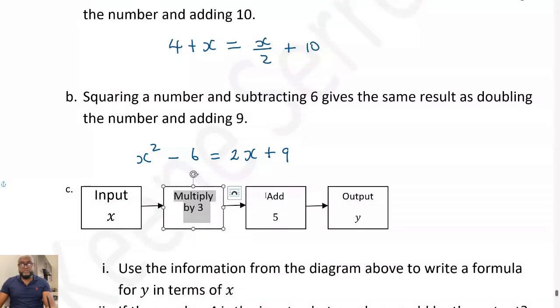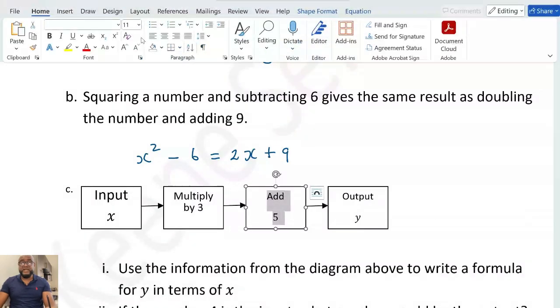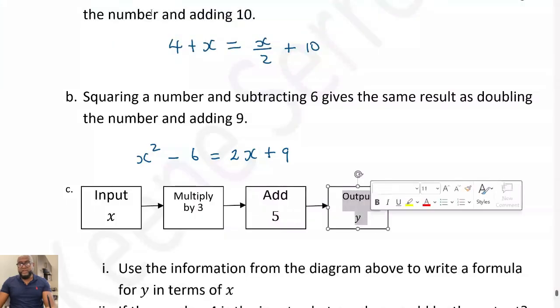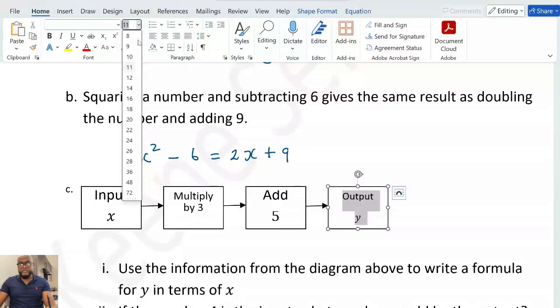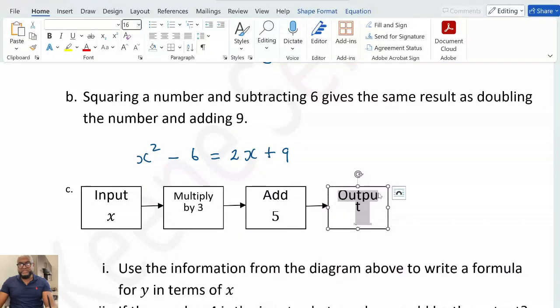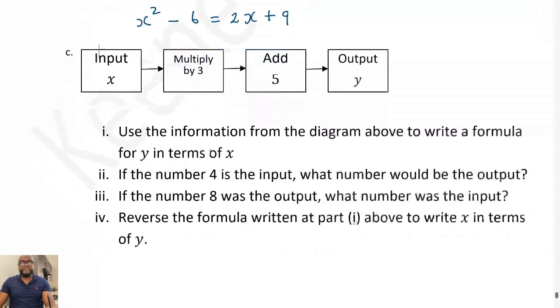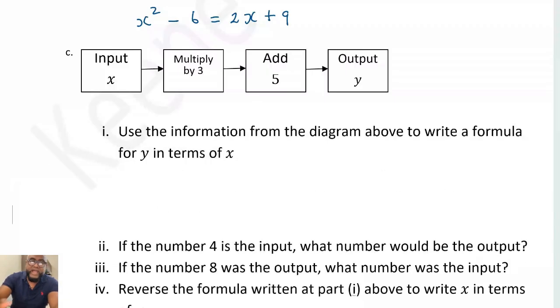All right. So they give this as a CSEC question that came out here. Okay. So what's going on here? They call X the input. They call Y the output. All right. So let me see if we can figure out what this question is asking. Let's try to make them bigger. All right. There we go. Use the information from the diagram above to write a formula for Y in terms of X. So you're writing a formula for Y in terms of X.